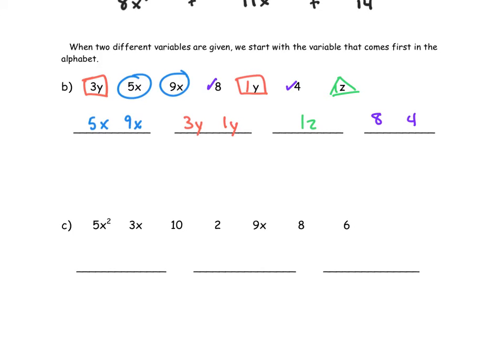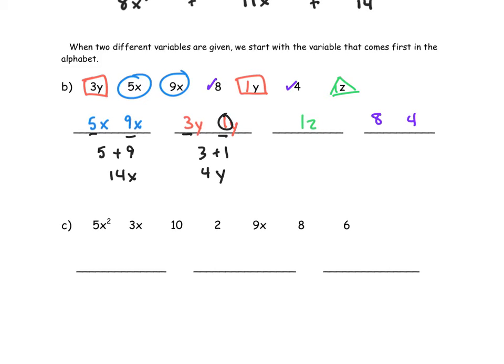So if you watched our last lesson, when we have two different variables, we start with a variable that comes first in the alphabet. So that's why we gathered up x's first, then the y's, then z, and the constants come last. And using what we did last time, we want to gather up, combine our constants, so we now have 14x. The next group of like terms, we have a 3 and a 1, so we're going to combine, and we get 4y.